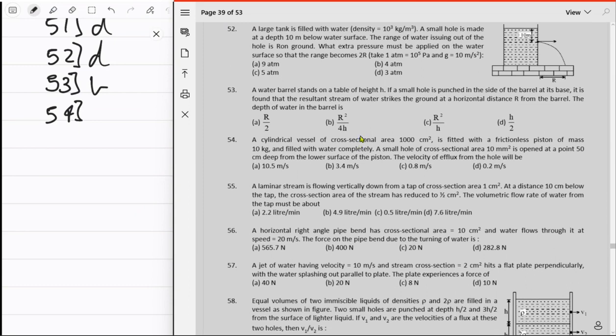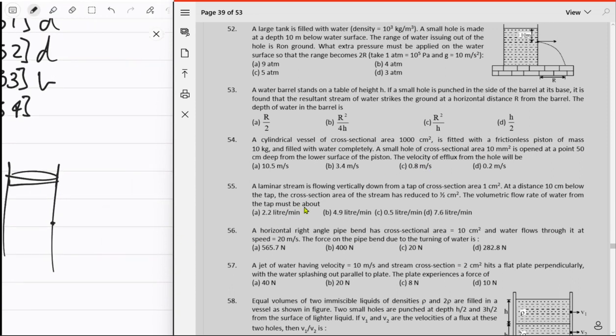A cylindrical vessel of cross-section area A, fitted with a frictionless piston of mass 10 kg, filled with water completely. A small hole of some cross-section area is opened at a point 50 centimeters deep from the lower surface of the piston. I think it's this thing. So you have the piston over here. This is the point where a hole is opened. The velocity of efflux from the hole will be... The piston has mass 10 kg. Its area is given, the mass is given.